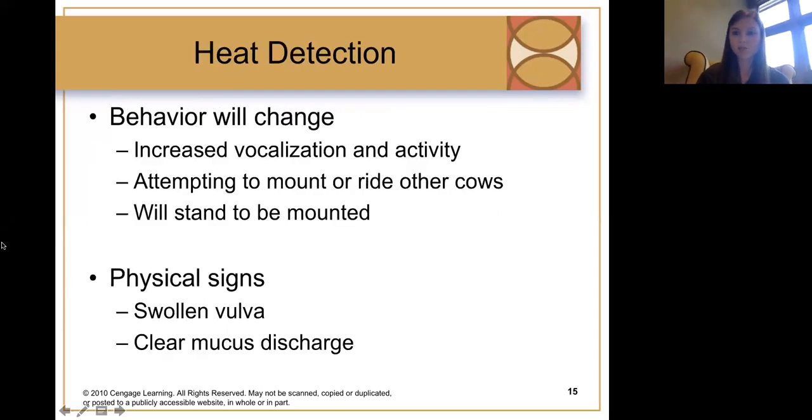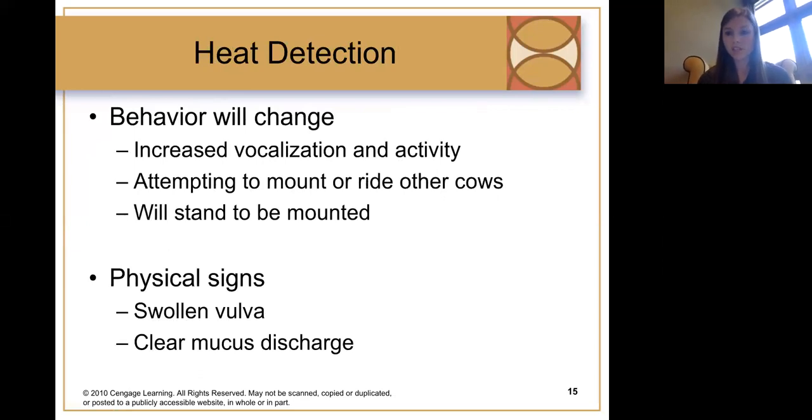So how do you detect when one of the cows is in heat? One, behavior is going to change. The cows will have increased vocalization and activity. They'll seem kind of restless. They'll be making a lot of noise. A lot of times they'll attempt to mount or ride other cows. And then they will stand to be mounted, which is a big one. If a bull approaches and a cow is in heat, she will stand there. And that's a good sign.